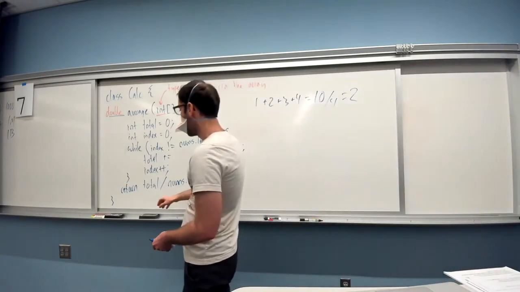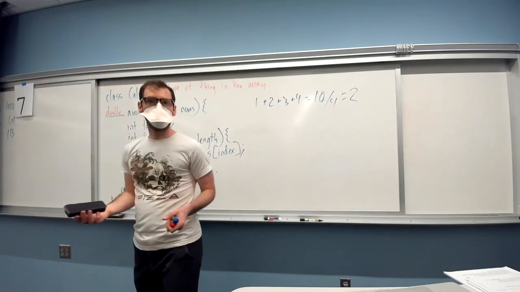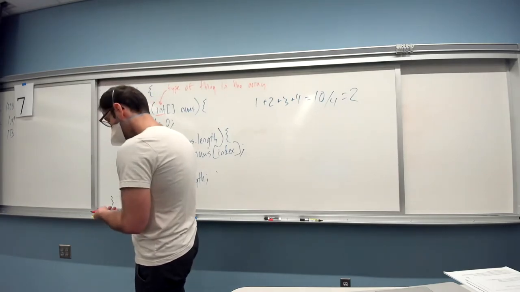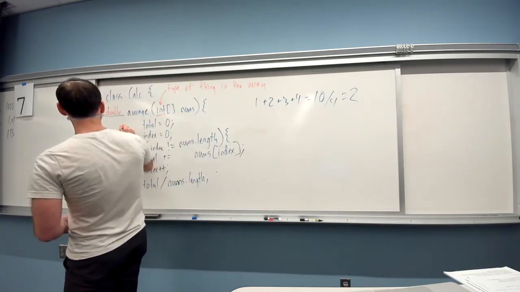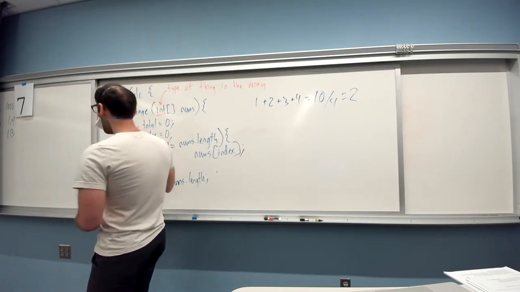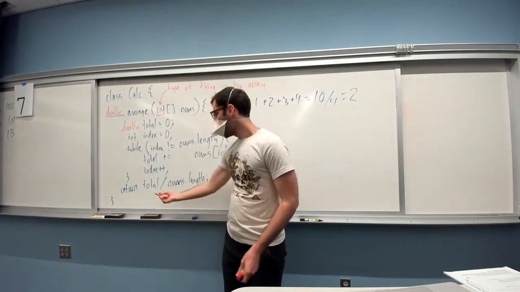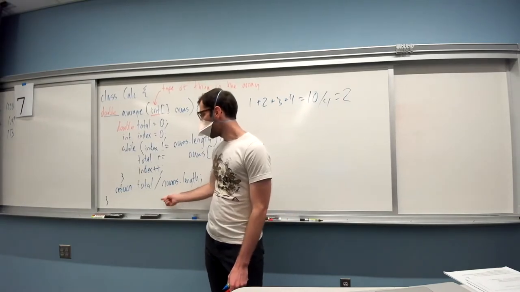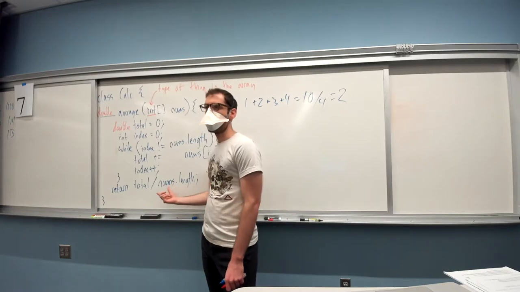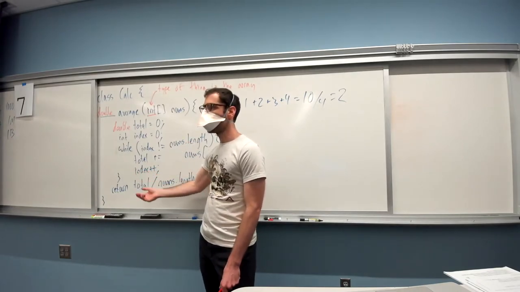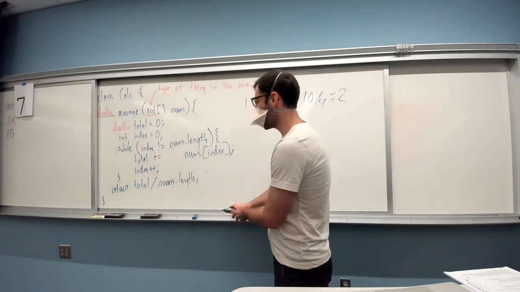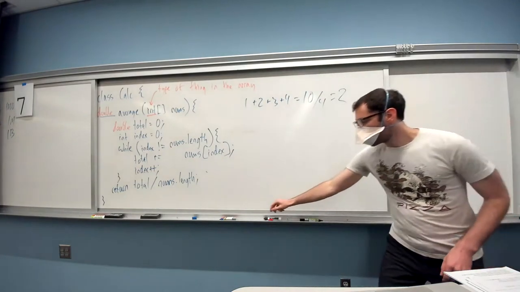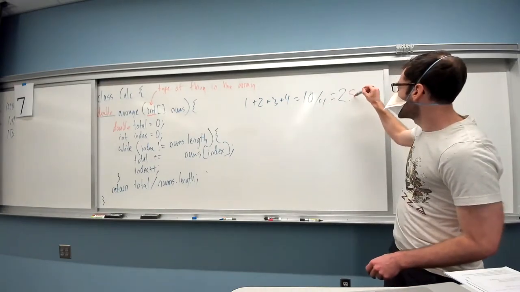So there are different ways that we might go about fixing this, but I think the simplest is to make our total a double as well. And so then when we do this division here at the bottom, we are dividing a double by an integer, and Java will treat that result as a double, and we get 2.5 in this example.